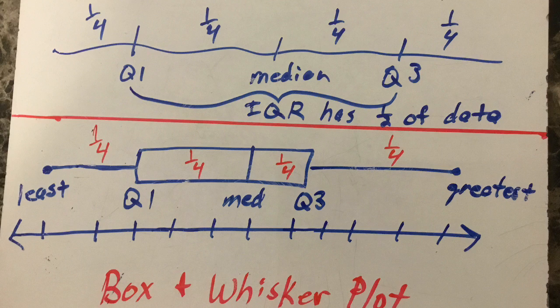And you can see from both pictures how 1/4 of the data is below or to the left of quartile 1, 1/4 of it is above or to the right of quartile 3, and that 2/4 or half are between quartile 1 and quartile 3.